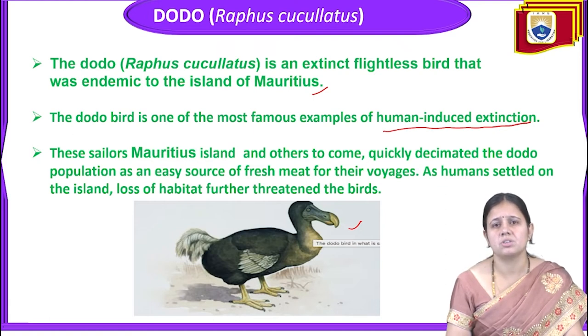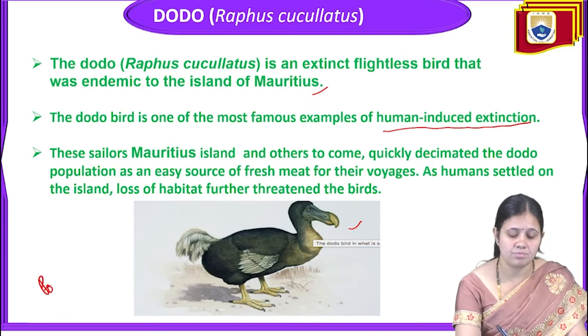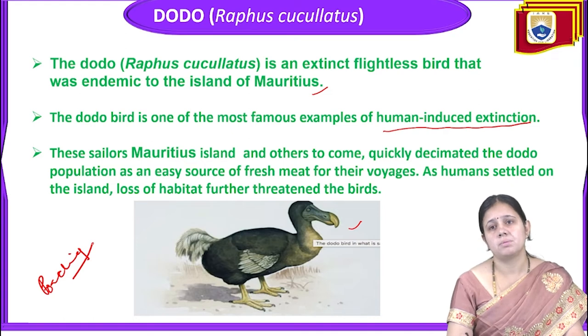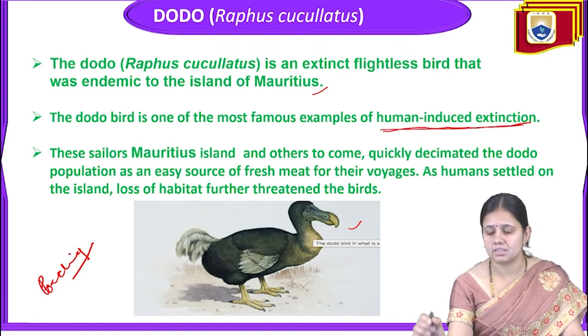But due to the introduction of some invasive new species, the destruction of habitat, and the overpoaching of this dodo bird, this bird has become extinct from Mauritius Island. Nobody has seen this bird, and this is a very common example of human-induced extinction.